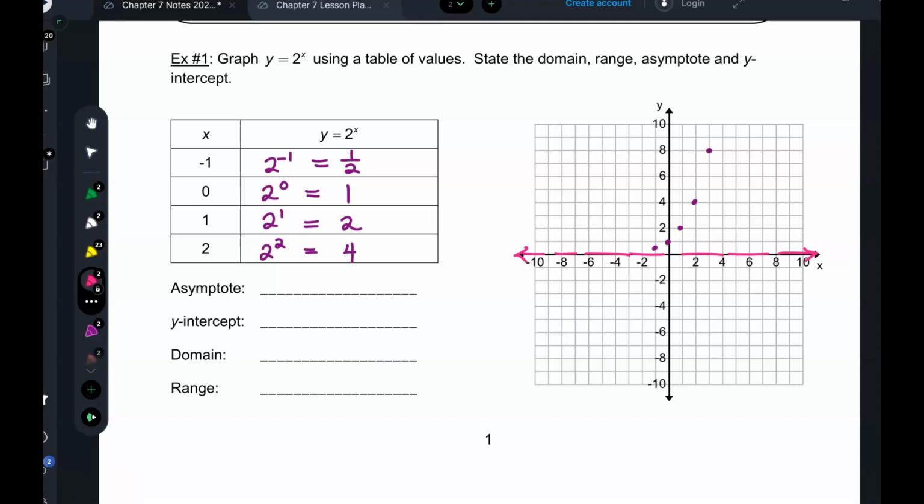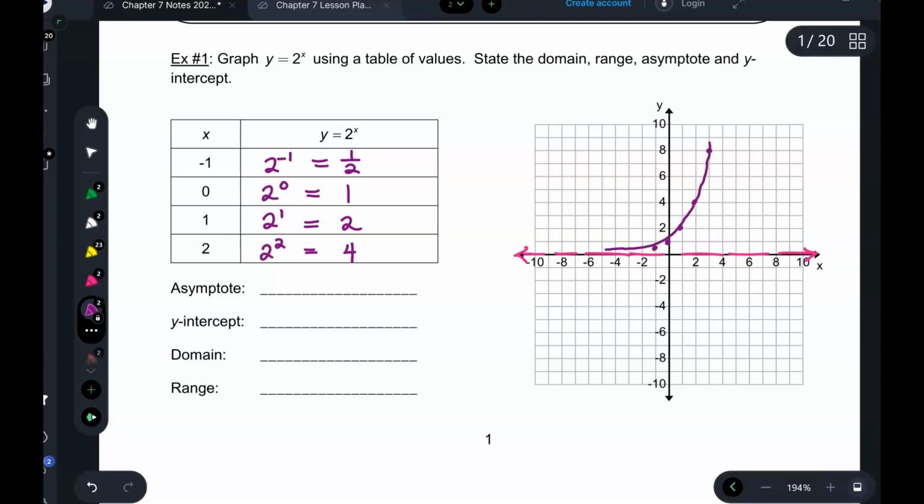So it's going to look like this. Okay, it's not always going to be 0. Remember when we talked about parent functions, and then what happens if you have a vertical shift? Like, what if I had 2 to the x plus 1? Everything would be shifted up 1. So all of this, the idea of the parent function and then comparing it to transformations, will still apply.